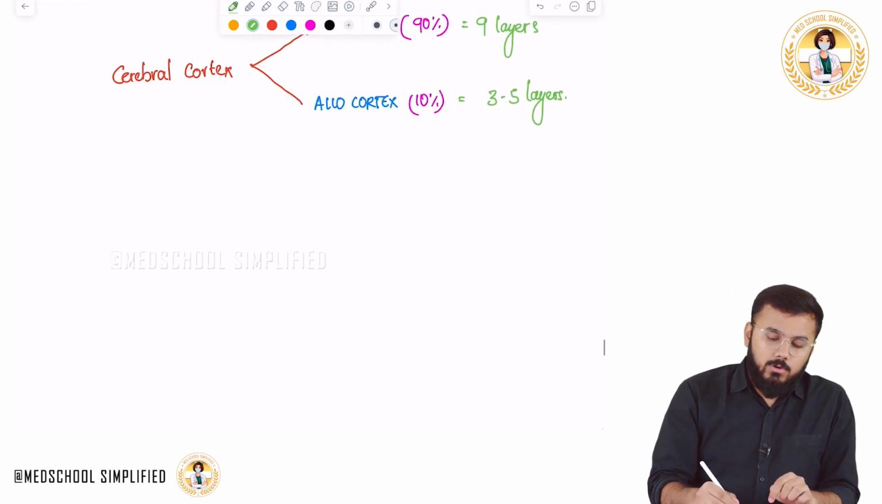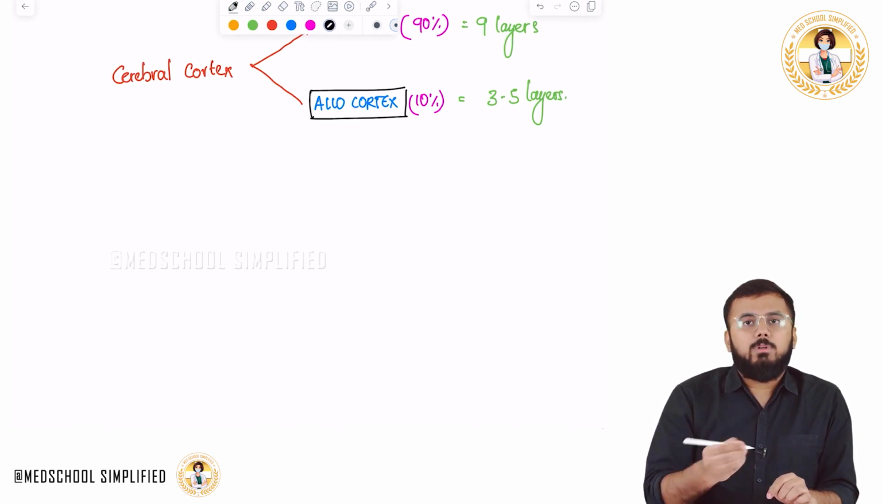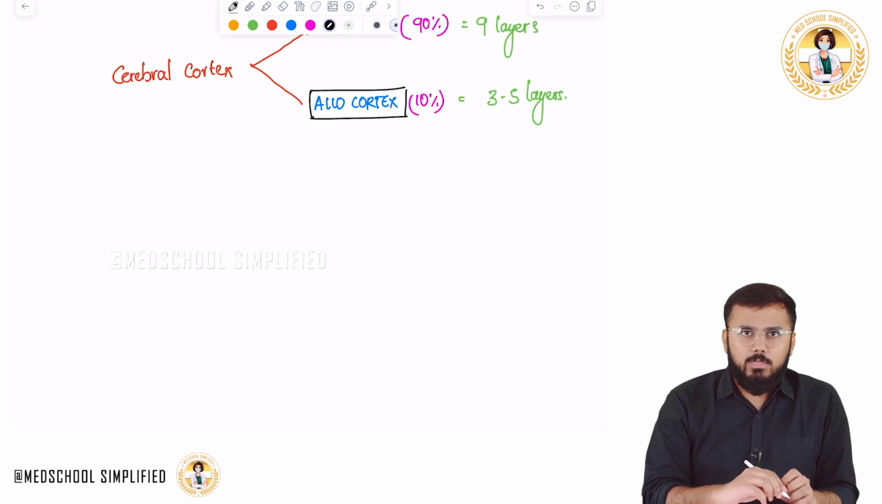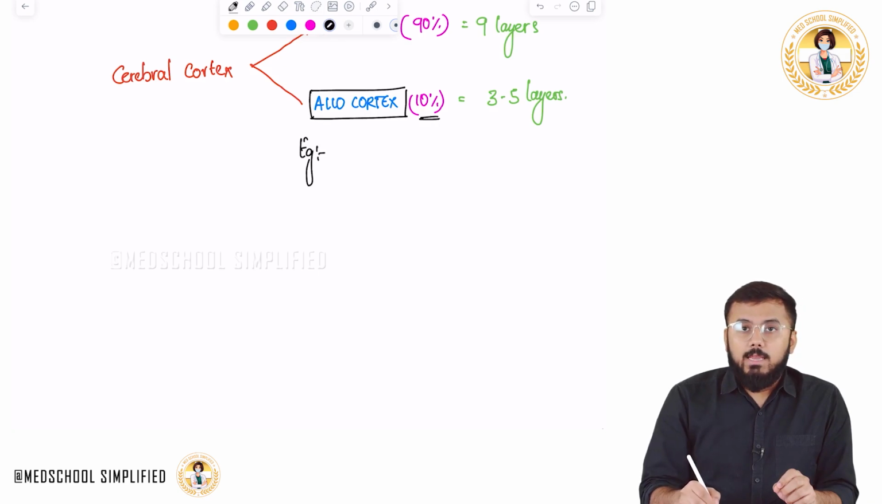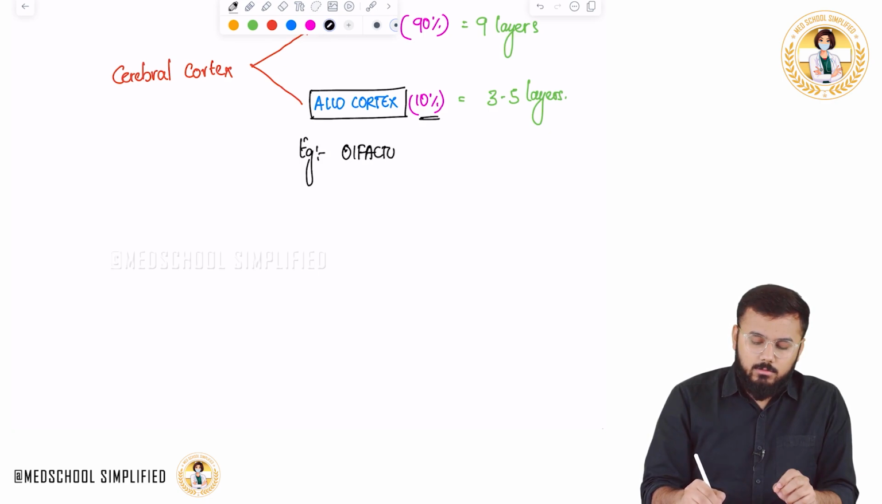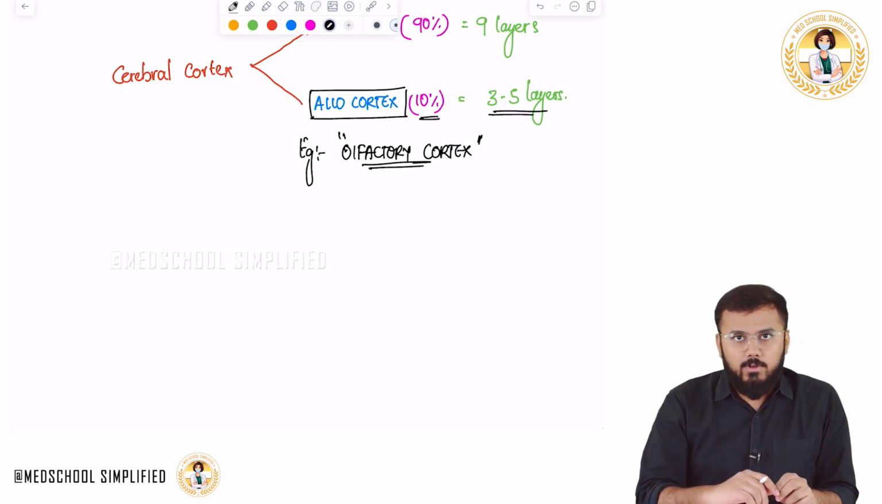The second important thing you need to understand is that one example of allocortex, which is just 10%, is your olfactory cortex. Your olfactory cortex is called an allocortex. What is the cortex which is just 10%? That is your olfactory cortex. It has around how many layers? Around 3 to 5 layers.